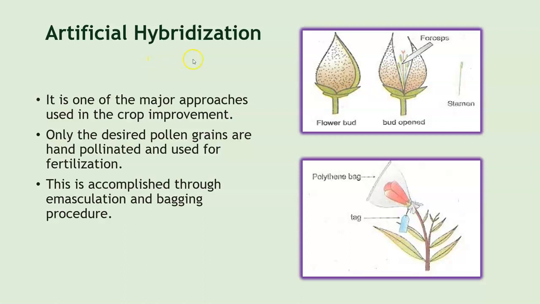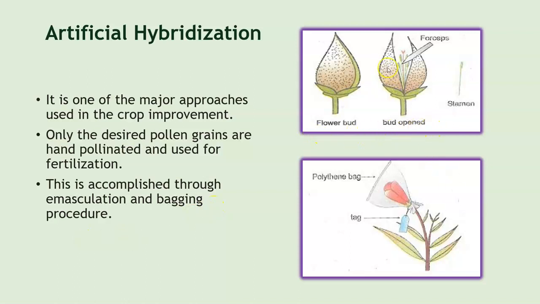Students, artificial hybridization is one of the major approaches used in crop improvement. Only the desired pollen grains are hand pollinated and used for fertilization. Now this process is accompanied by emasculation and bagging.